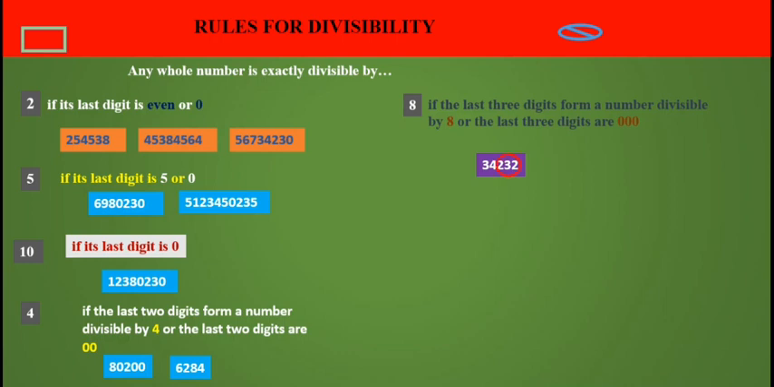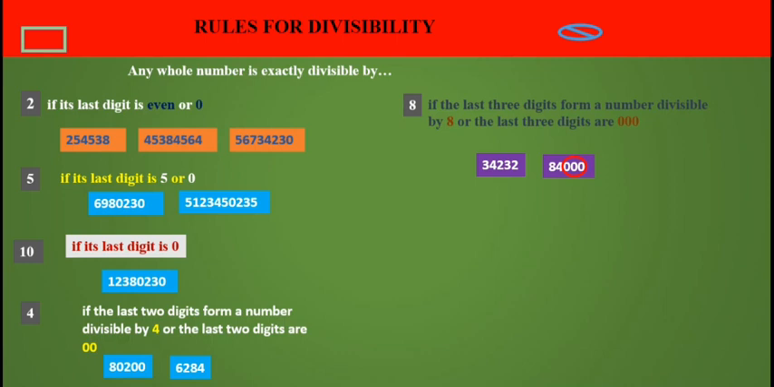Also, 84,000. In 84,000, the last three digits are 0, 0, 0. So the 84,000 is divisible by 8.